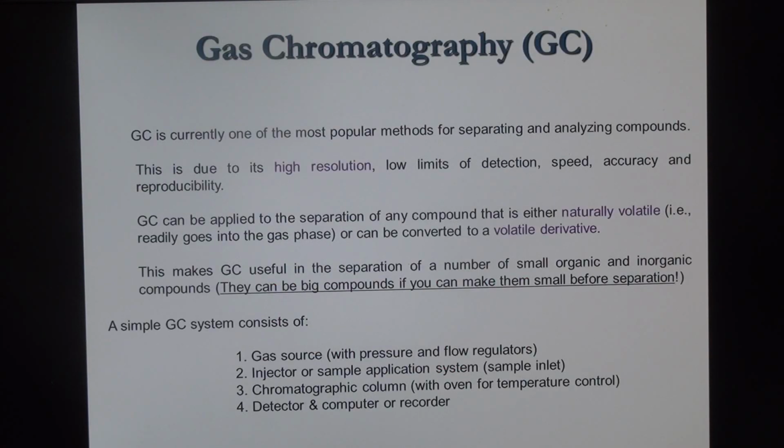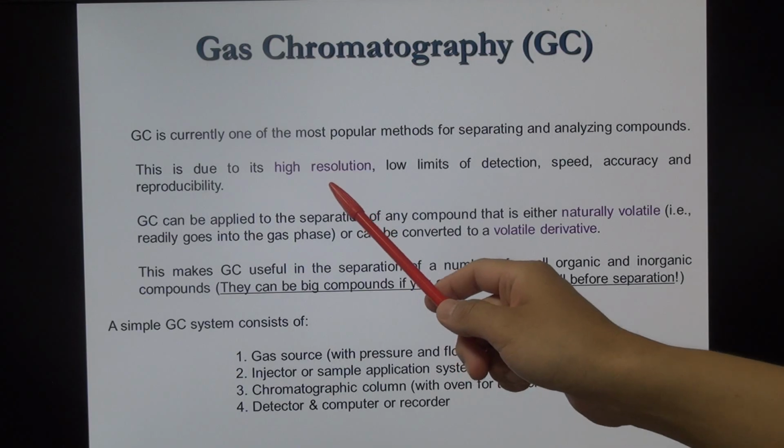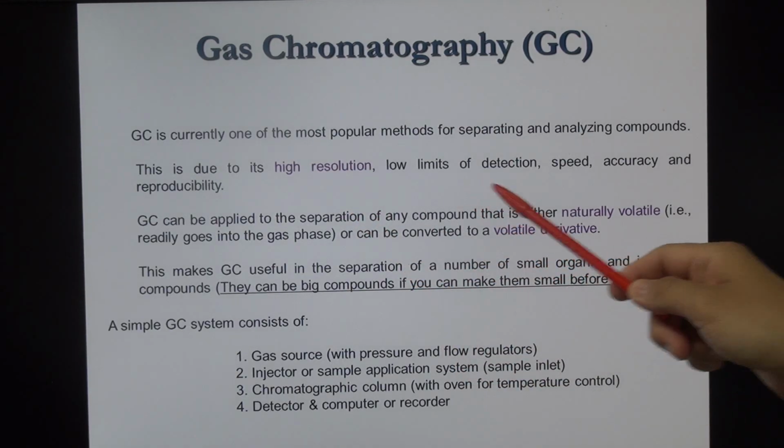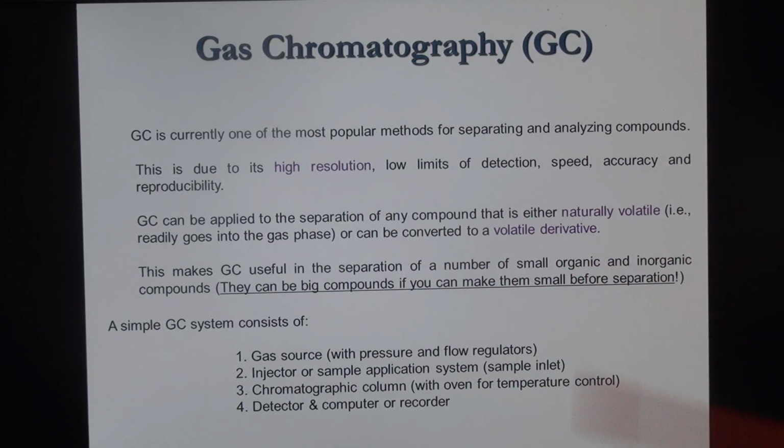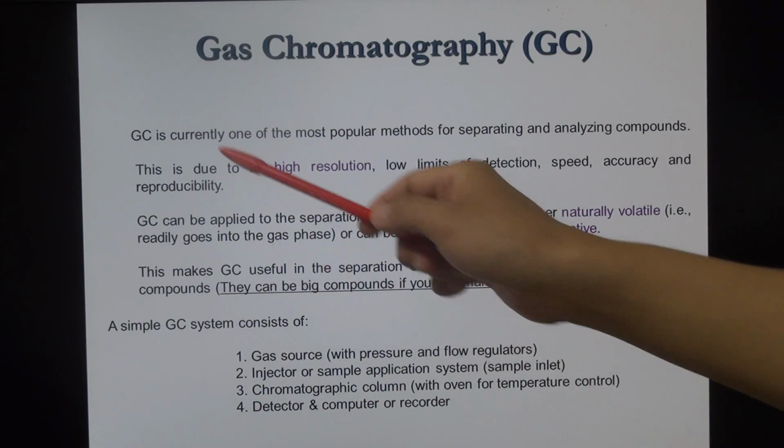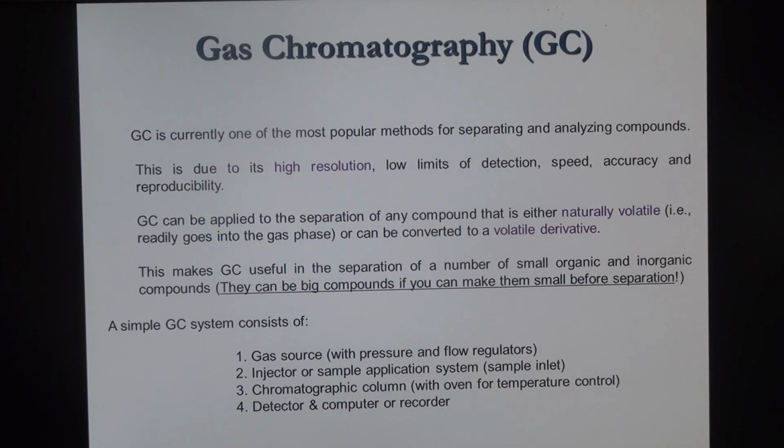Okay, so I'll just follow the contents of the slide mostly. GC is currently one of the most popular methods for separating and analyzing compounds. It's widely used for separating a variety of compounds, mostly organic compounds. Because GC has very good characteristics such as high resolution, low limits of detection, and it's very fast and very accurate and reproducible. Okay?